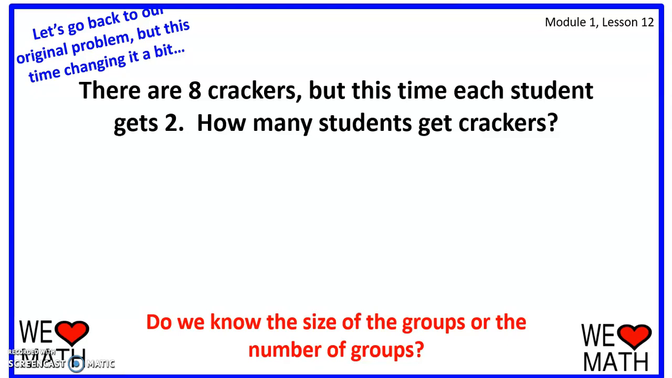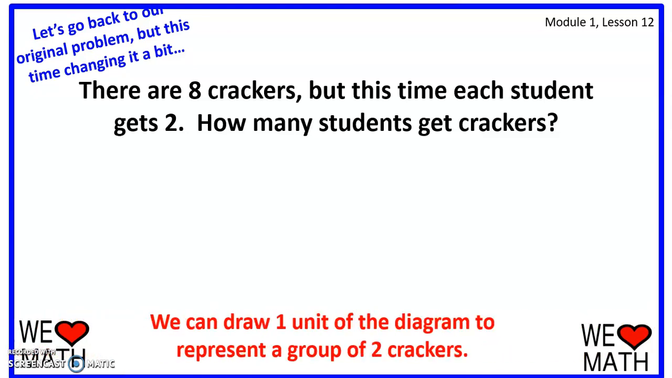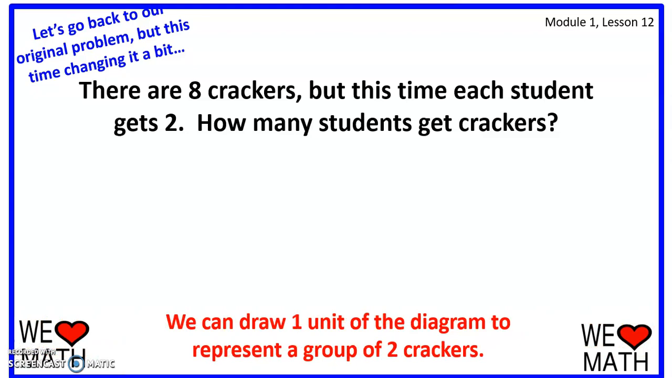Okay, going back to our original problem, 8 crackers, but this time each student gets 2. So how many students get crackers? That will be 8 divided by 2 equals 4. So 4 students get 2 crackers each. You can draw 1 unit of a tape diagram to represent a group of 2 crackers.